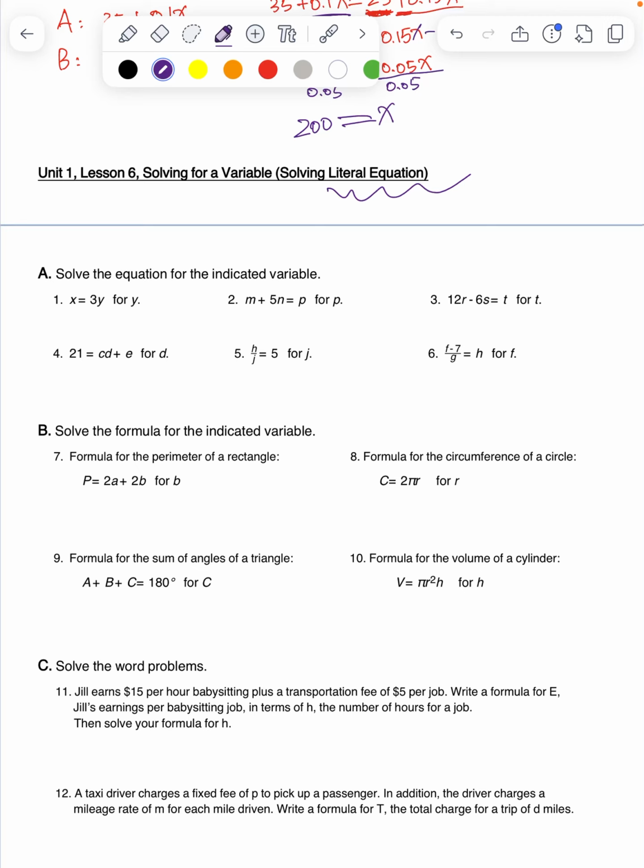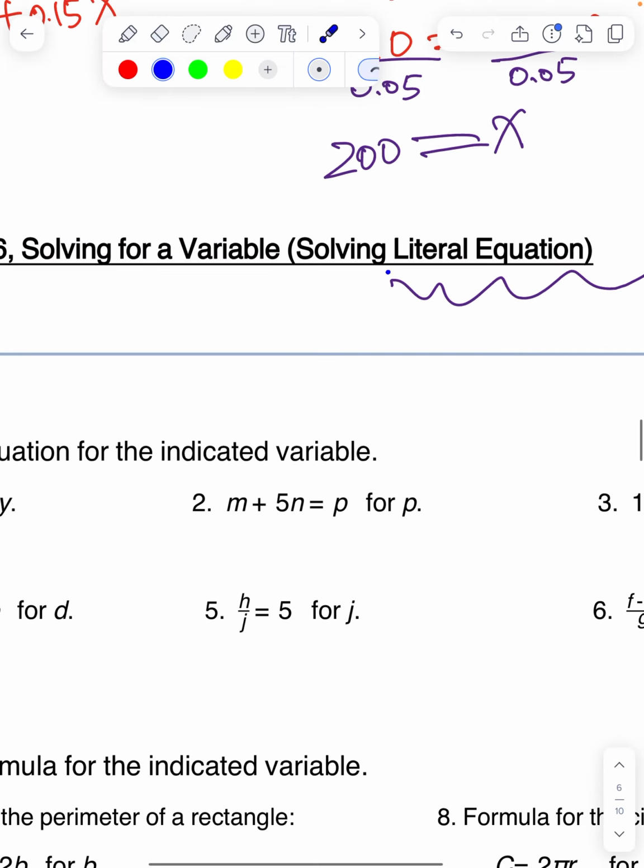Okay, Algebra 1, Unit 1, Lesson 6. Solving for a variable, solving literal equations. What is a literal equation? A literal equation means there's an equation, and in the equation there are more than one letter.